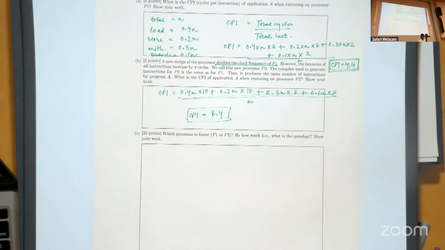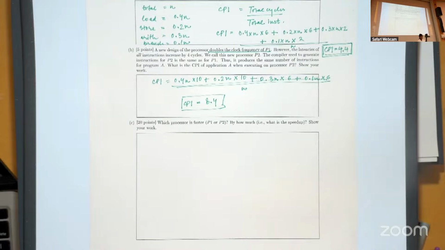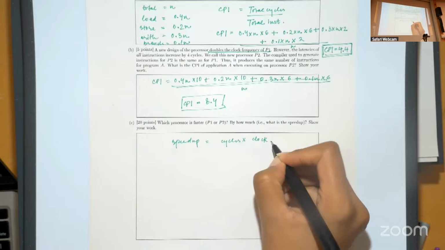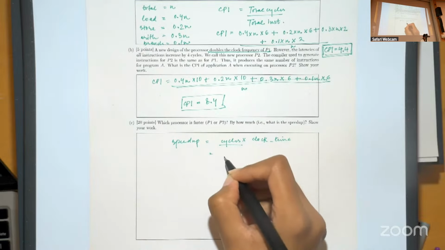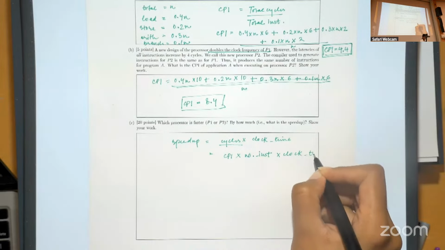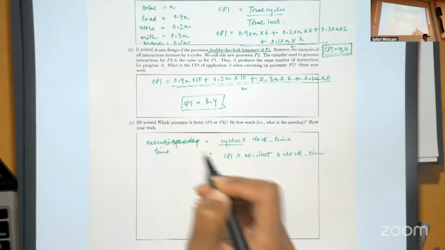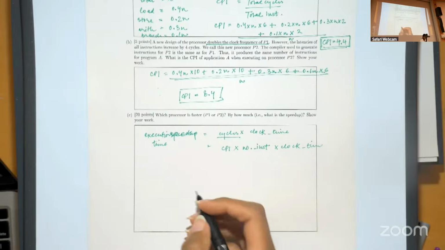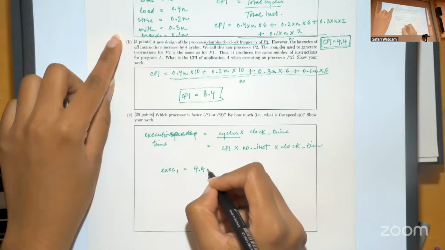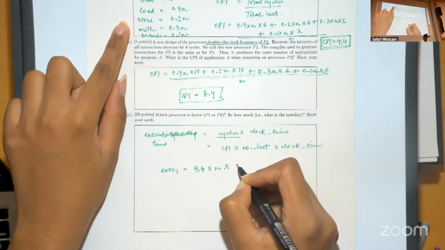I hope it's clear. Now, in the C part, you are asked which processor is faster, P1 or P2, and by how much, that is, what is the speedup, and we have to show our work. So the speedup is total number of cycles into the clock time. And to find the total number of cycles, we can do CPI into the number of instructions into clock time. So this will be our formula. Sorry, this is execution time. So let's calculate the execution time of processor 1 and processor 2. Execution time of processor 1 would be the CPI for processor 1, which is 4.4, times the total number of instructions, let's assume n as we did, times the clock time, which would be some time t.